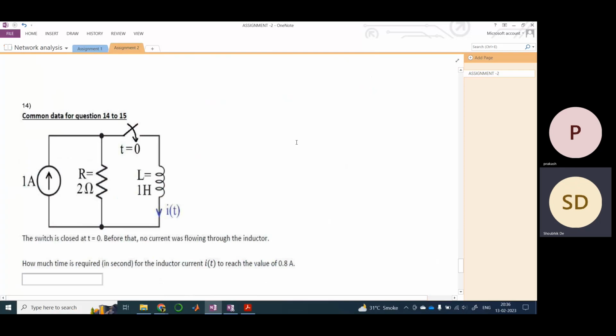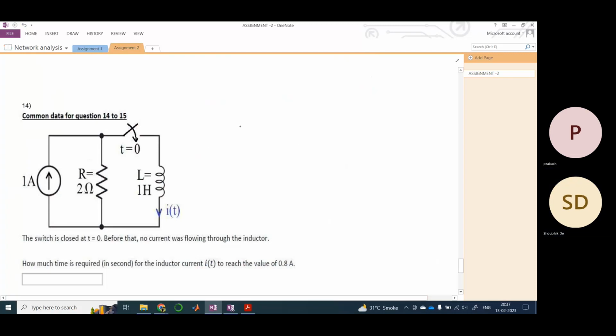So this is another inductor based problem. Here we need to solve for the expression for current through the inductor, and so we will go through it.